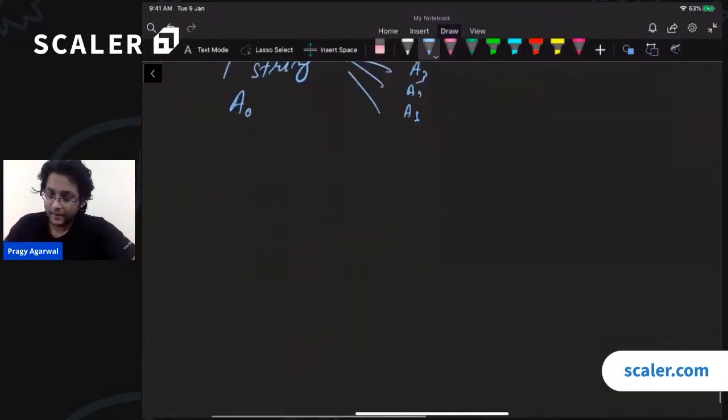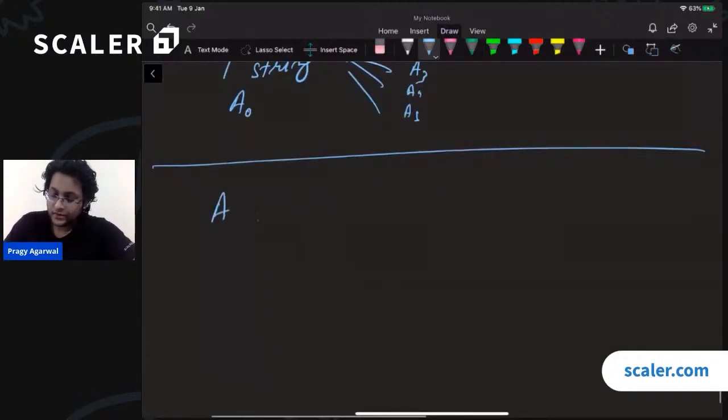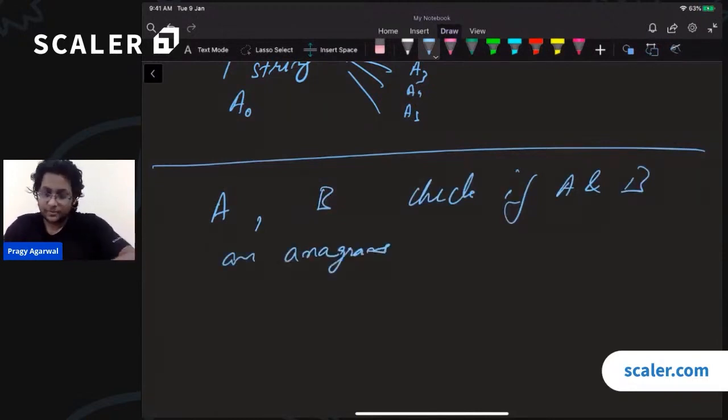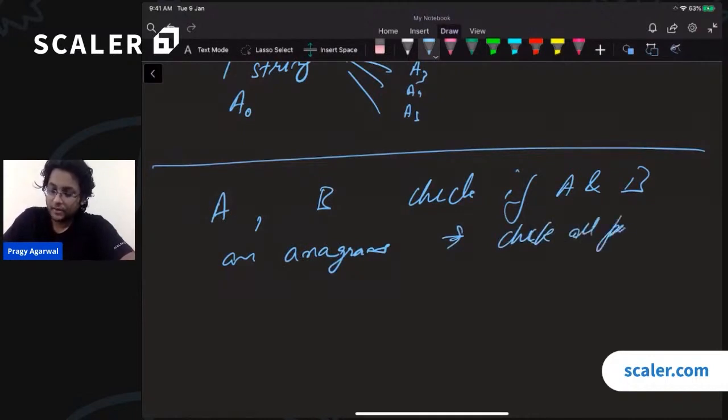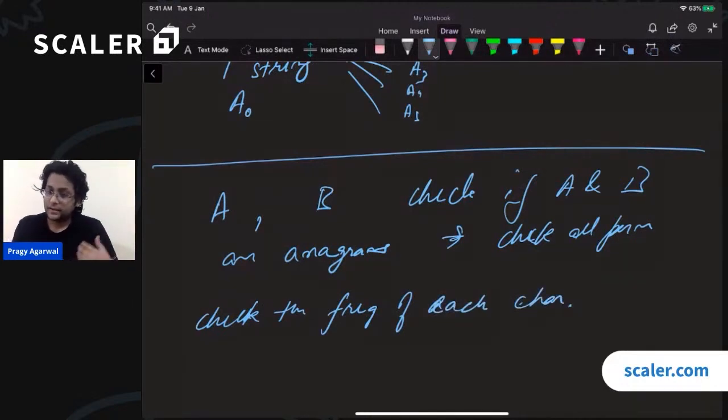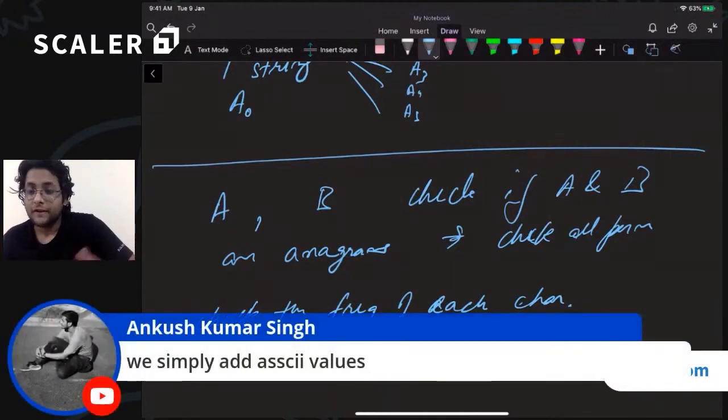Suppose we have been given a string A and a string B, and I have to check if A and B are anagrams. The brute force approach would be to check all permutations and compare, which is very bad. Otherwise, we can check the frequency of each character. The frequencies have to match, and if the frequencies match, they are guaranteed to be anagrams. Cool.